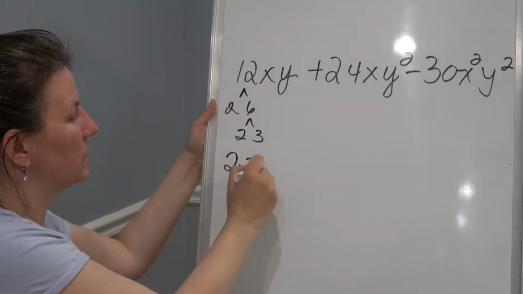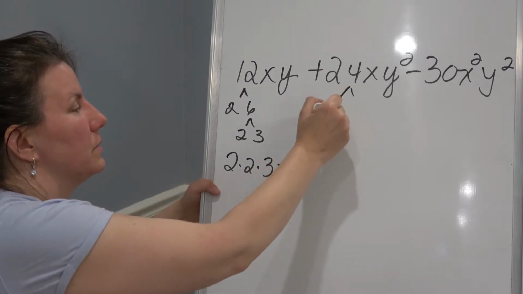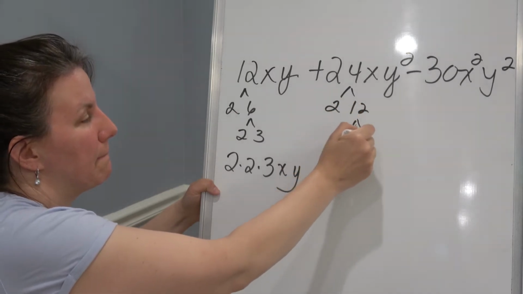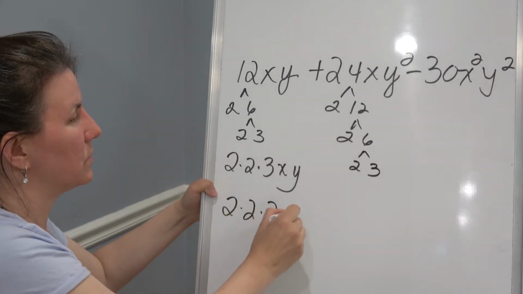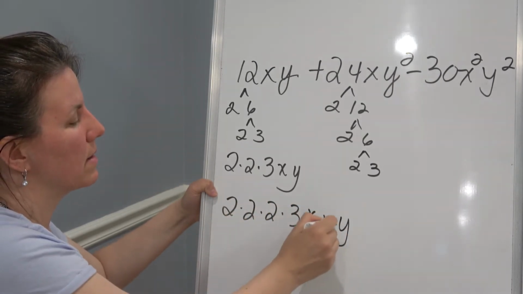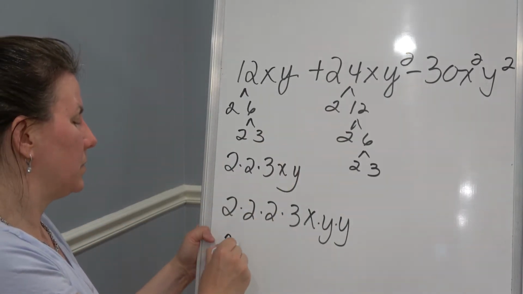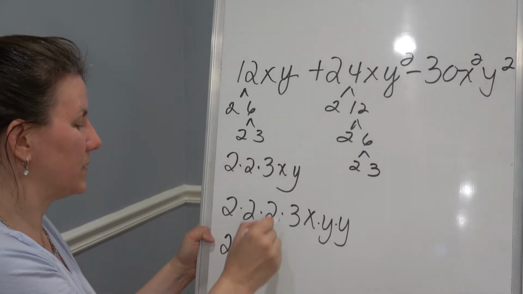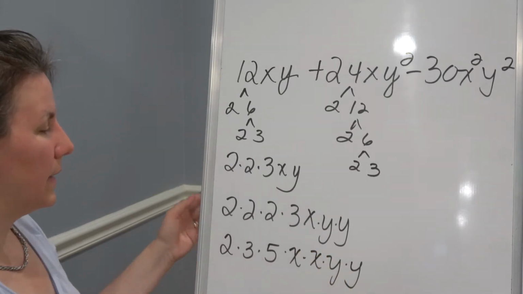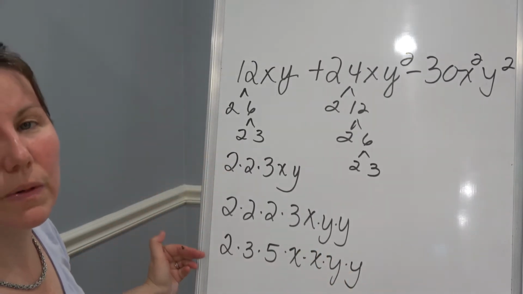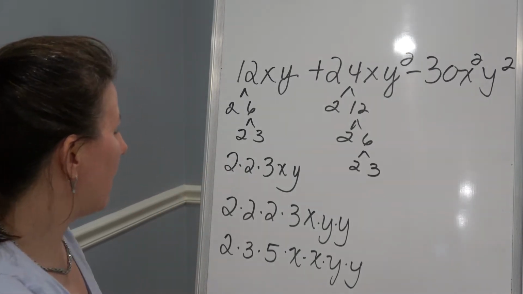So 12 is 2 times 2 times 3 times an x and a y. You would do this for each one of them. 24 is 2 times 2 times 2 times 3 and x, y, y. And then for the 30, that would be 2 times 3 times 5, once again you can make the tree, times x, x, y, y. So this is a process that some people go through. Now they're going to say, what do they have in common? So I see that they all have a 2.